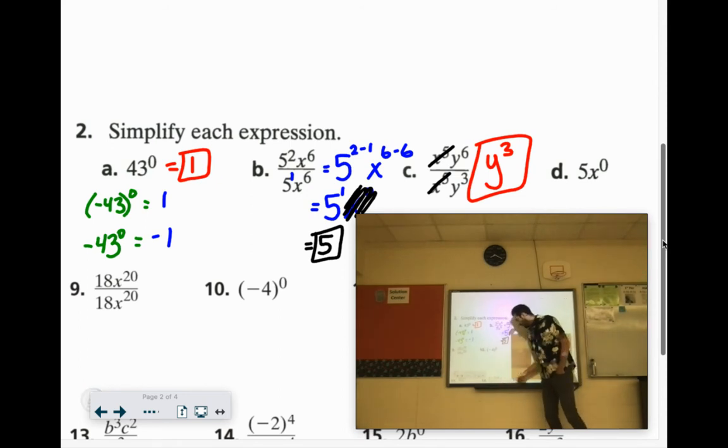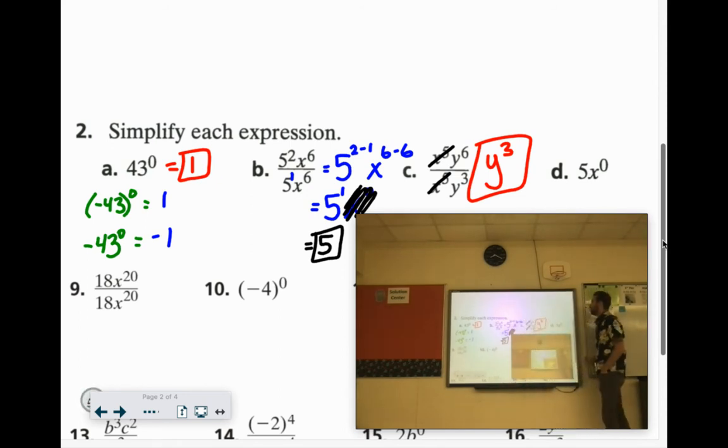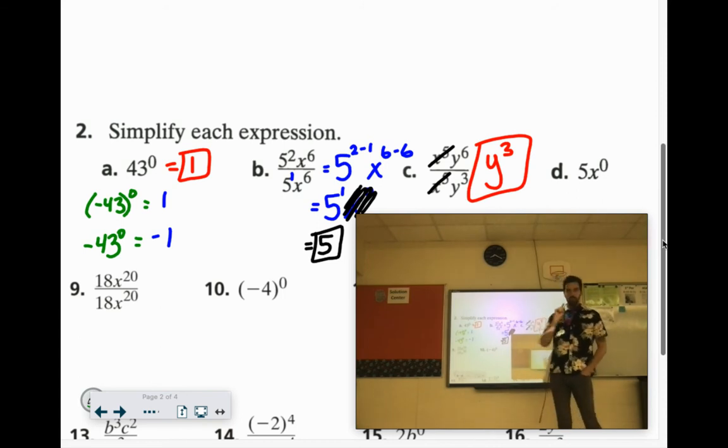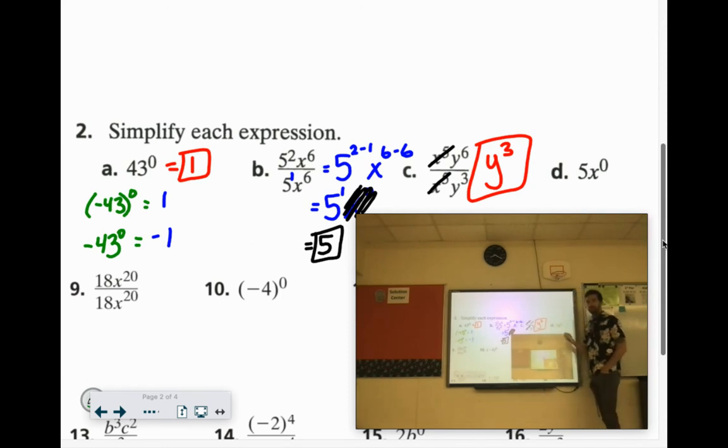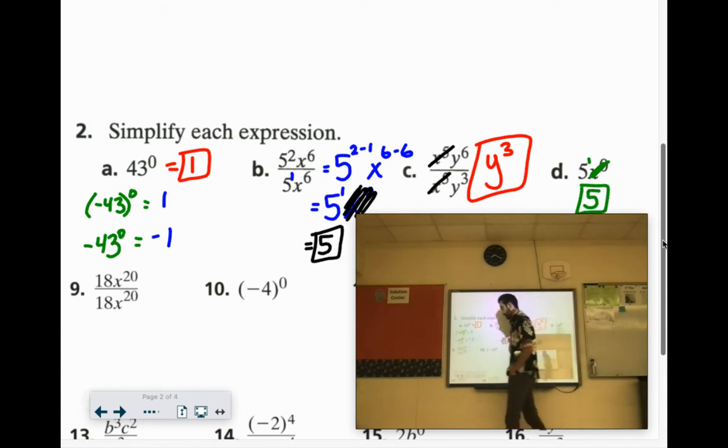And then on D, this is something I see mistaken all the time. They will see 5x to the 0 power, and they will just write 1, because they're like, anything to the 0 power is 1. That's true, but this one's different, because the 5 actually has its own exponent. It's 5 to the first times x to the 0 power. So the x to the 0 power can disappear, but you're left with 5 to the first, which is just 5. So be careful on those. Okay.